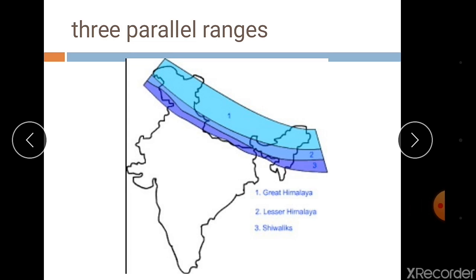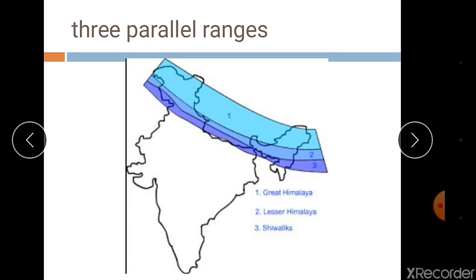First we will see about the Great Himalaya. This is the northernmost range which is known as the Great or Inner Himalaya. This is also known as the Himadri. It is the most continuous range consisting of the loftiest peaks with an average height of 6,000 meters.